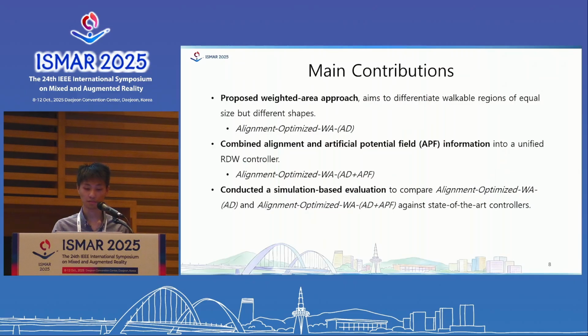So this is the contribution part. We have three main contributions. First, we propose a weighted area scheme and apply it to the existing alignment optimizer, called the alignment optimizer weighted area AD controller. Second, we integrate alignment and APF information into a unified controller, called the alignment optimizer weighted area AD plus APF. For simplicity, I will just call them the AD version and the AD plus APF version. Finally, we conduct a simulation-based evaluation comparing these two controllers against the state-of-the-art method.